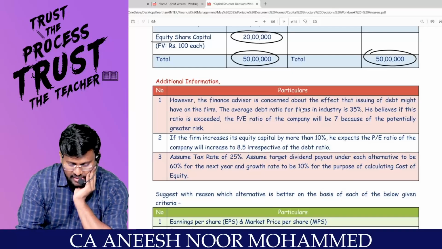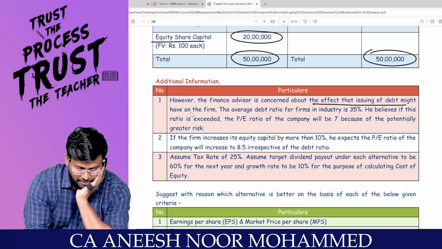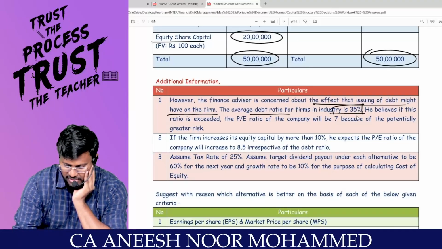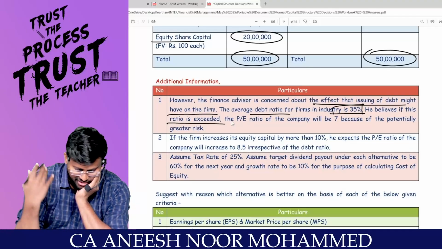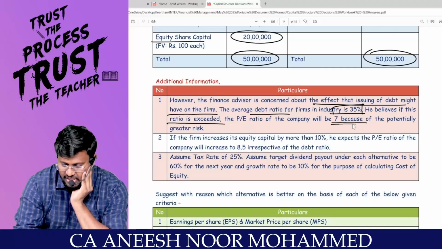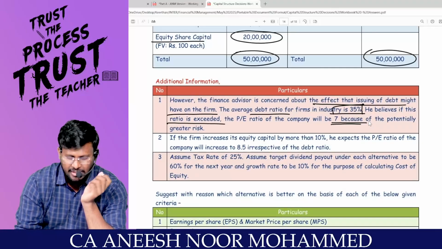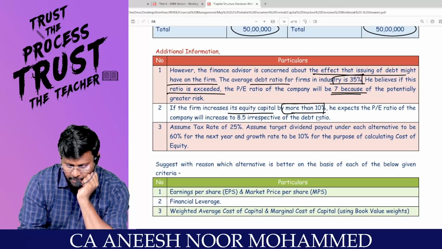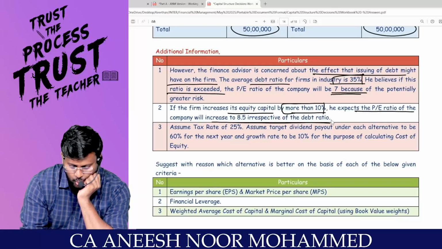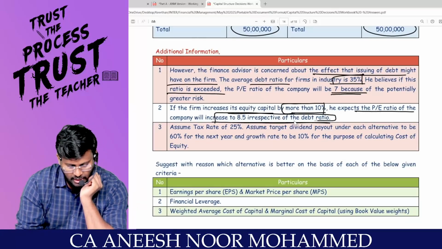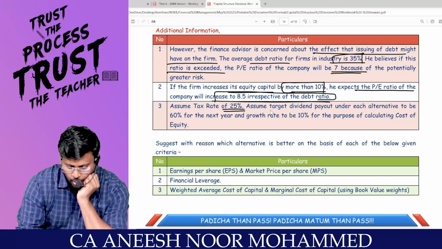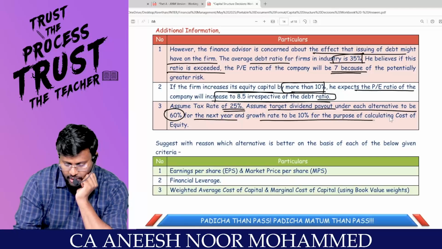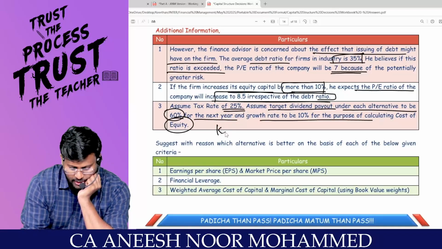However, the finance advisor is concerned about the effect that issue of debt might have on the firm. Average debt ratio for the firm's industry is how much percent? He believes if this ratio is exceeded, the P/E ratio of the company will be 7 because of the potentially greater risk. If the firm increases equity capital by more than 10%, he expects the P/E ratio of the company will increase to, irrespective of the debt ratio. Assume tax rate of 25%. Assume target payout ratio under each alternative to be 60% for the next year, and growth rate to be 10% for the purpose of calculating cost of equity, that is Ke.